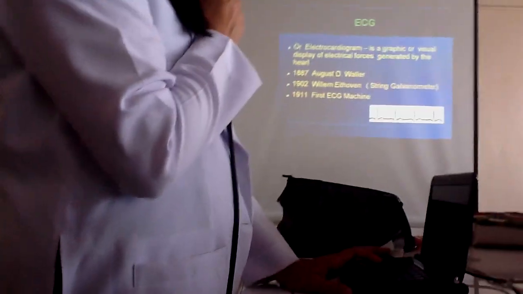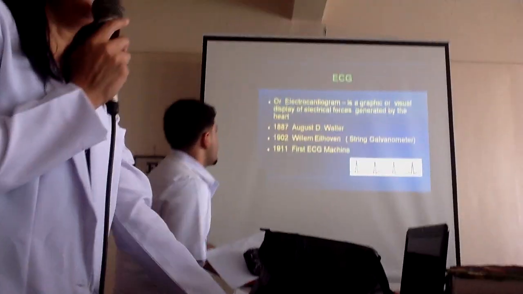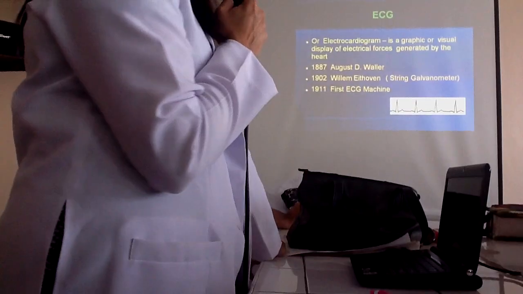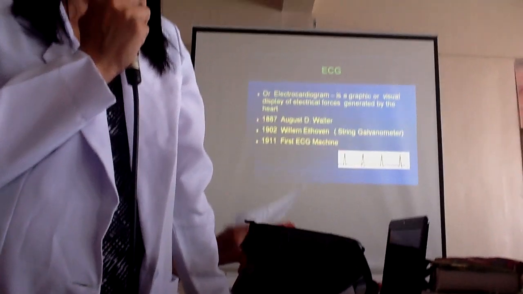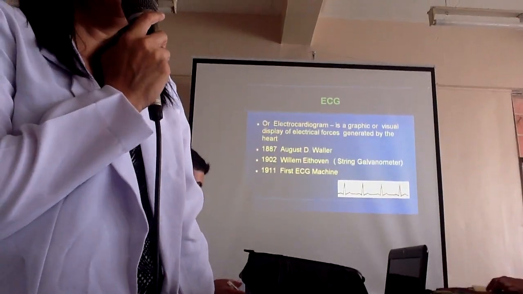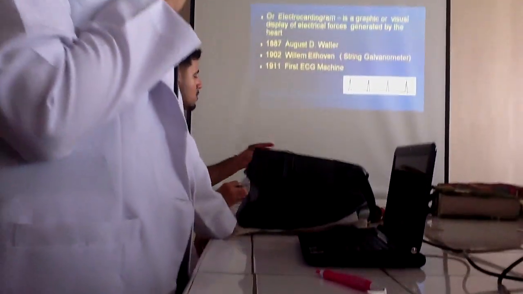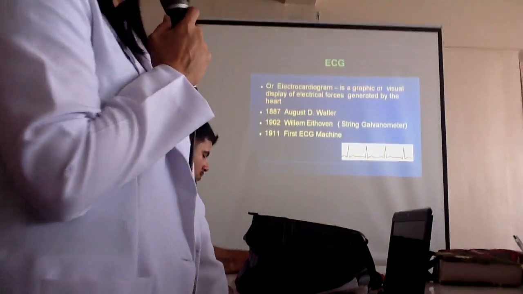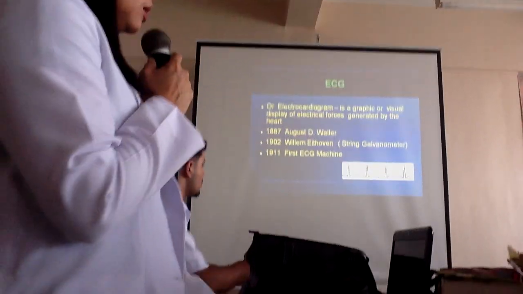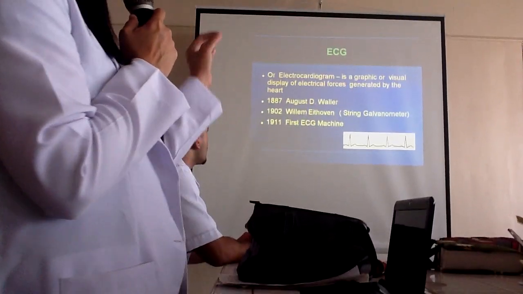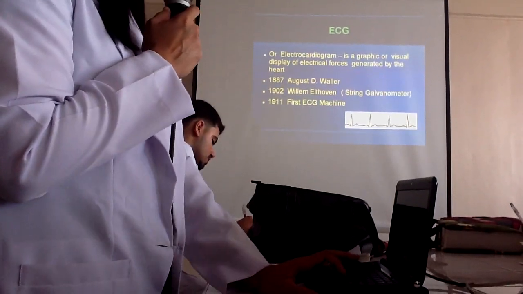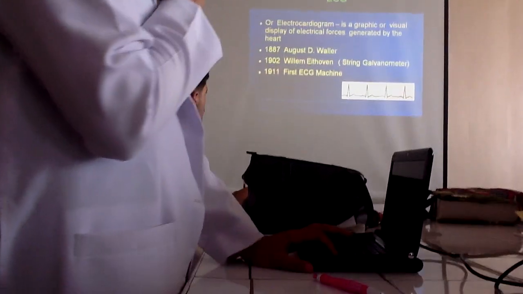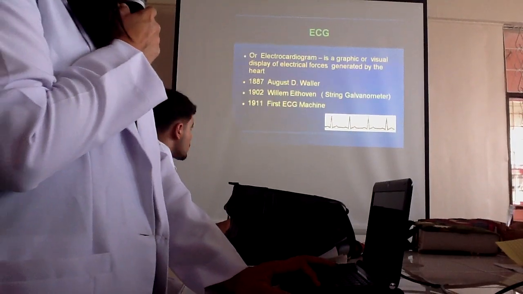ECG or electrocardiogram is a graphic or visual display of electrical forces generated by your heart. Your heart undergoes depolarization and repolarization, right? So these are electrical currents that occur in your heart. And these are what? These are visualized or placed in graphic form or something that you see through the ECG. The first ECG machine was made in 1911 and it was utilized then.